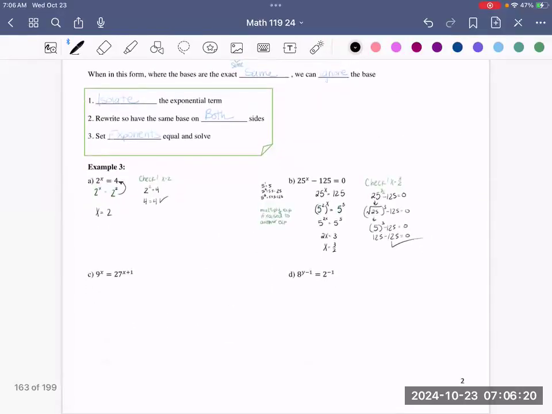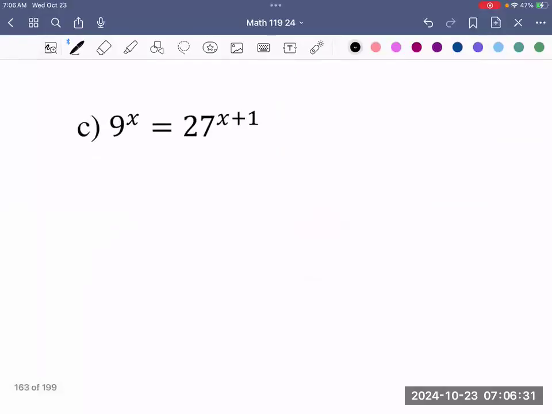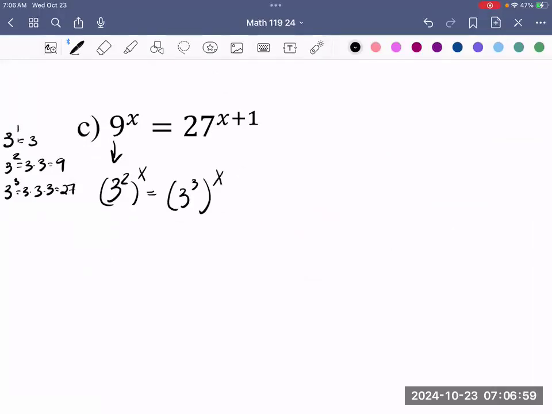Now, let's have you try C and D. So hopefully you pause the video and are attempting C and D. So 9 and 27, right? So what number times itself a few times can get you to 9 and 27? Well, 3 to the first, that's just 3. 3 squared, that's 3 times 3, that's 9. And 3 cubed, that's 3 times 3 times 3, which is 27. So we're going to be working with 3's. So this just says 3 squared to the x is equal to 3 cubed to the x plus 1.